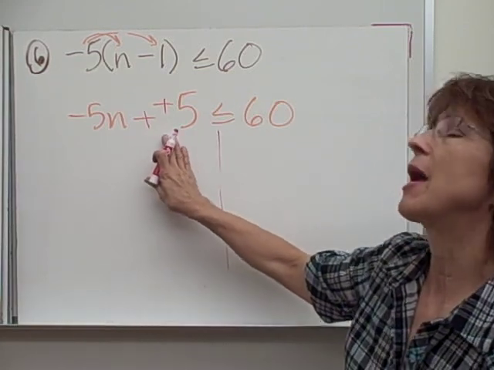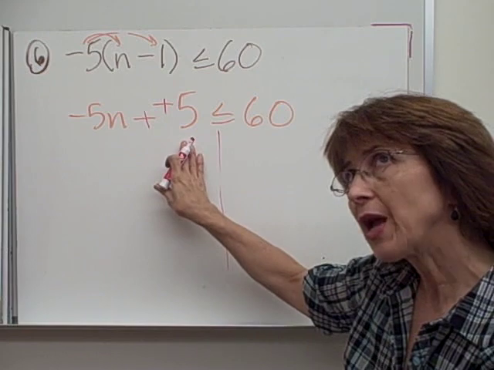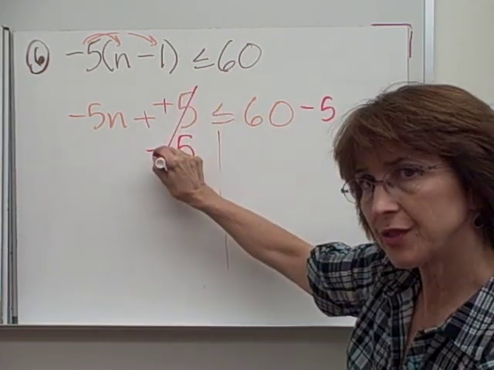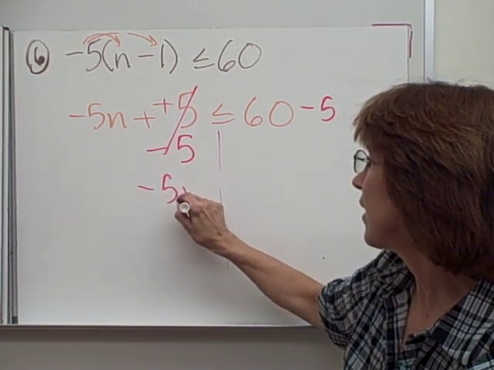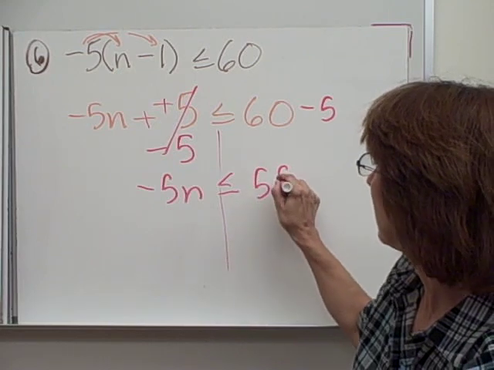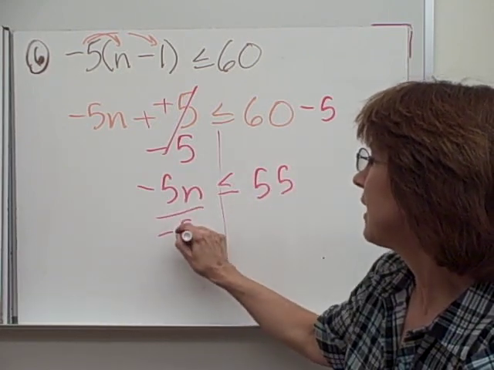And now I realize, oh, I'm adding 5. So how do you undo adding? You subtract. So I'm going to subtract 5. That reduces to 0. That equals 0. So you have -5n is less than or equal to 65 minus 5. I know that's 55. And then you're going to divide by a negative.